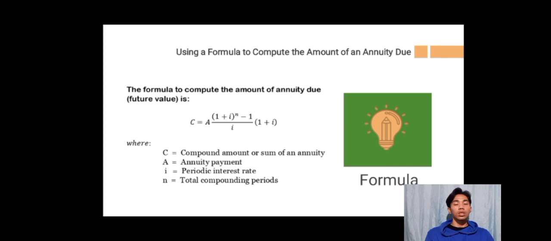So here is our formula. C is equal to A times the quantity of 1 plus i raised to the power of n minus 1, all over i, times the quantity of 1 plus i, where C is the compound amount or sum of an annuity, A is the annuity payment, i is the periodic interest rate, and n is the total number of compounding periods.